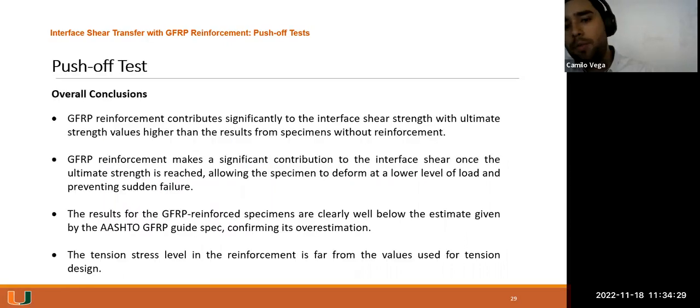Okay, to summarize some overall conclusions: the GFRP reinforcement contributes significantly to the interface shear strength, with ultimate strength values higher than the results from a specimen without reinforcement. Also, the GFRP reinforcement makes a significant contribution to the interface shear once the ultimate strength is reached, allowing the specimen to deform at a lower level of load and preventing the sudden failure. The results for the GFRP reinforced specimens are clearly well below the estimate given by the AASHTO GFRP guide specification, confirming its overestimations. And as we saw in the last slide, the tension and stress level in the reinforcement is far from the values used for tension design.